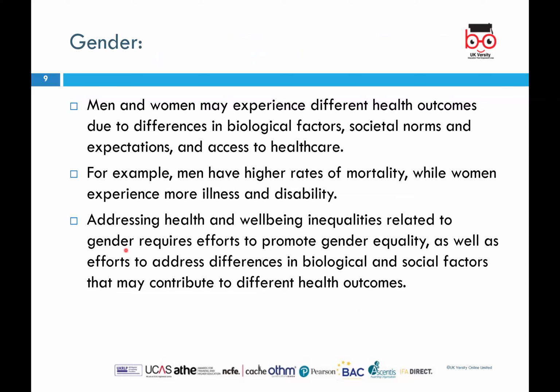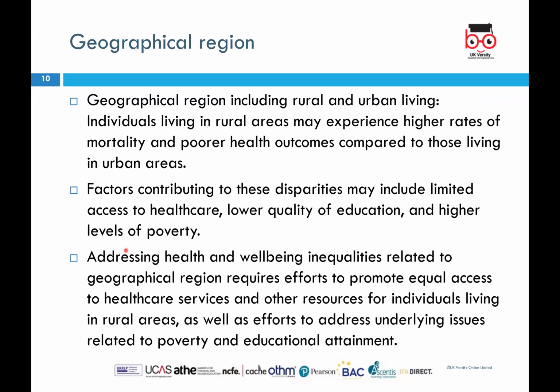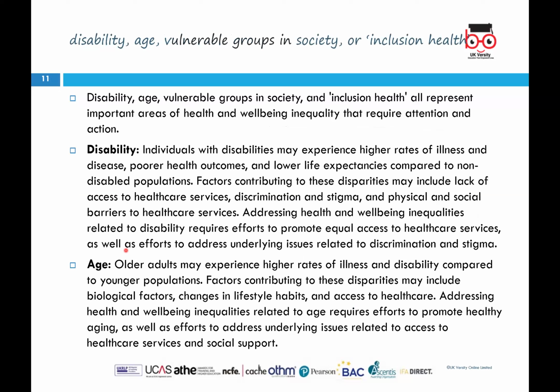Men and women experience different health outcomes due to differences in biological factors, societal norms and expectations, and access to care. Geographic regions: if you're living in a rural area, you may have low socioeconomic status, low education levels, and low economic progress. Disability: a person who is disabled may have been a victim of discrimination, stigma, and physical and social barriers to healthcare services. This should not be there if there's equity and equality within the system.